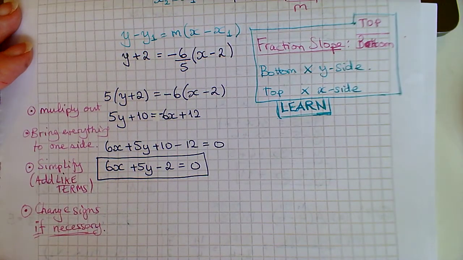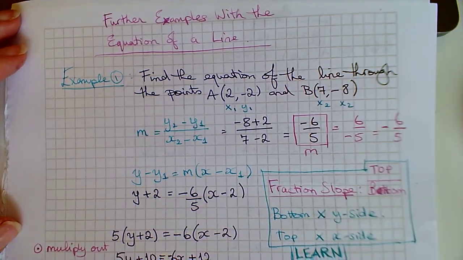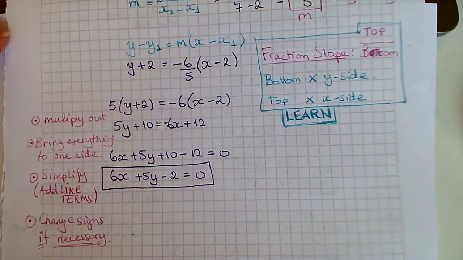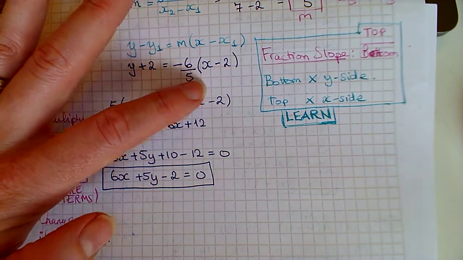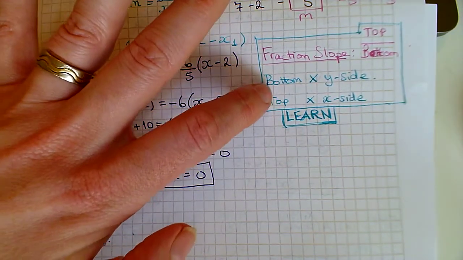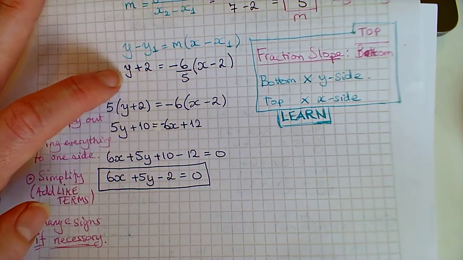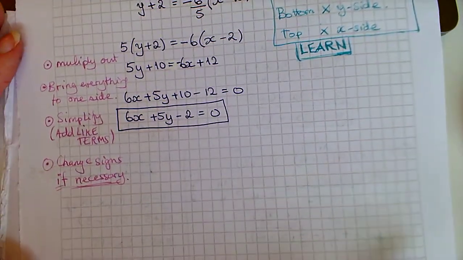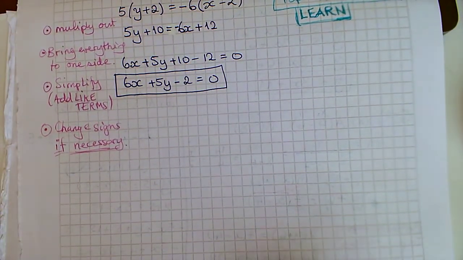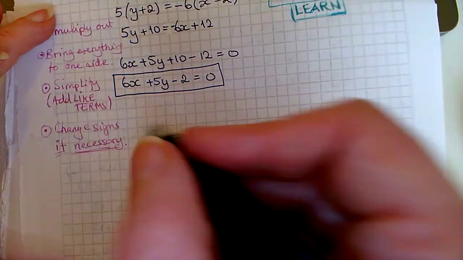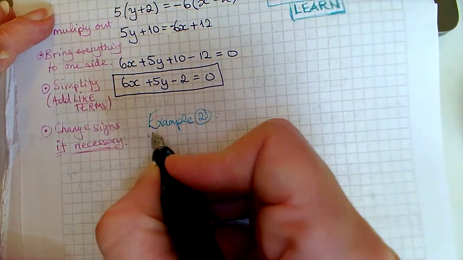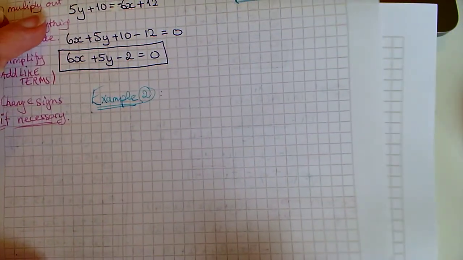Okay, so this is what we do every time that we're finding the equation of a line through 2 points where I get a fraction for my slope. Fill into the formula. Most of your marks come at this point, and then the bottom number of the fraction multiplies the y side, the top number of the fraction multiplies the x side. Multiply out your brackets, bring everything to one side, simplify, and change the sign if you need to. Let's do another example. And then I'm going to ask you guys to do some for homework yourselves.